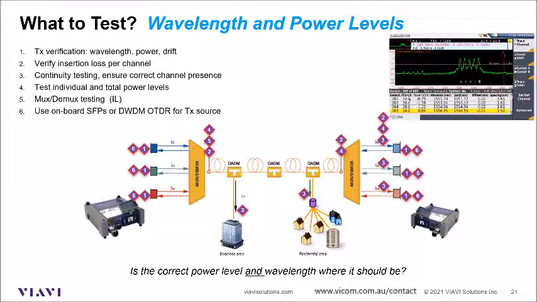Of course, the continuity testing in the different areas, and ensuring that there is the correct channel presence, as we mentioned. There's an importance to also test the total power levels, so the combined power levels of all the wavelengths, especially if there are longer distances, and especially if there are amplifiers which can be clipped if different channels are turned on. So that's very important as well.